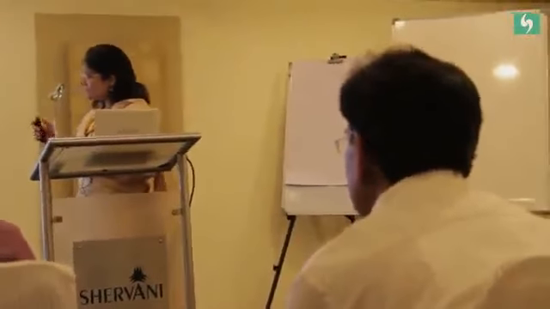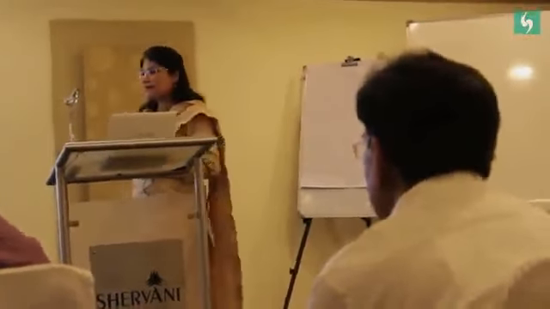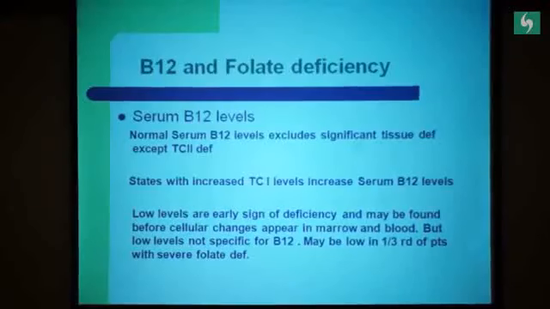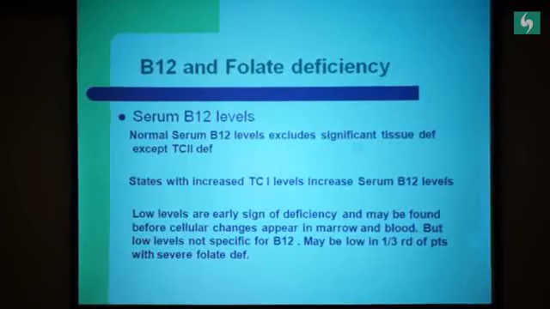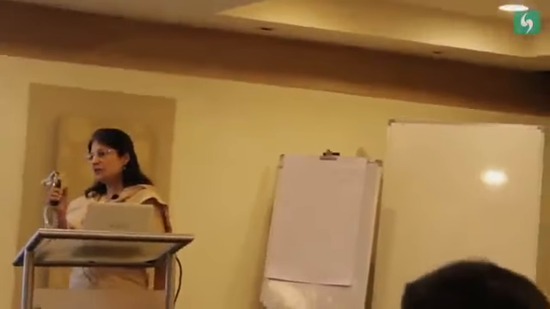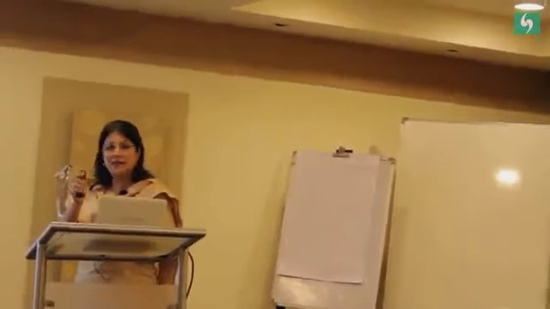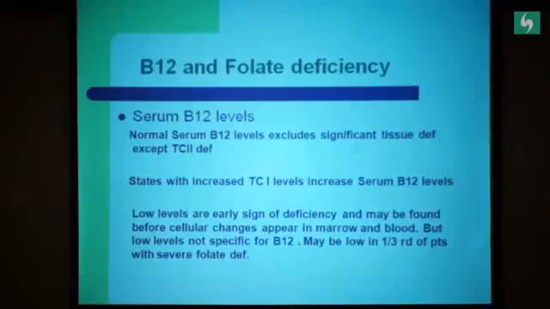So now we have a specific test which I'll be mentioning in my next slide, called holo-TC, which is measuring the active B12. So sometimes if B12 can't predict, we can order this, which is available at least with SRL Diagnostics, and it is of the same cost as B12, where we can measure what is going to be actively available in the body to the tissues. So that can predict if there's B12 deficiency.